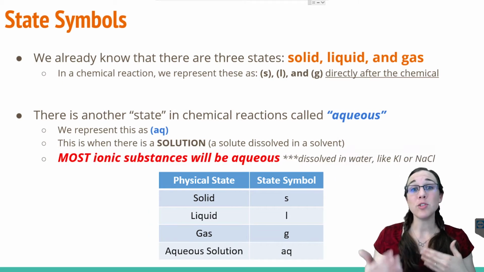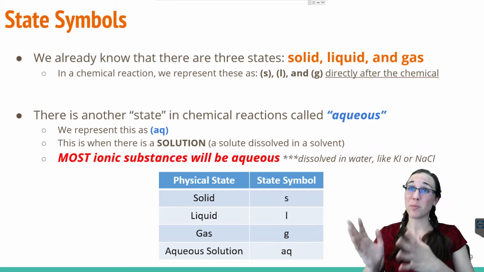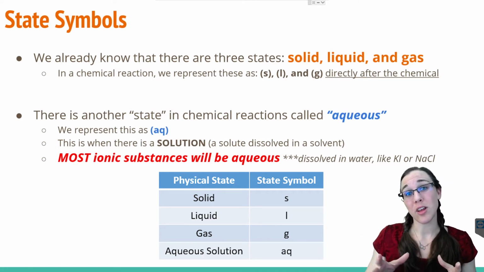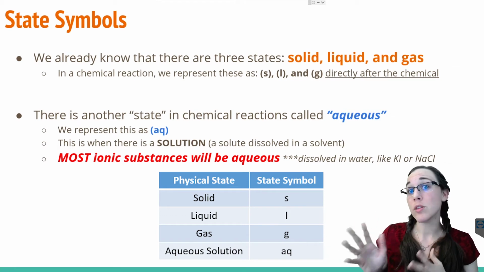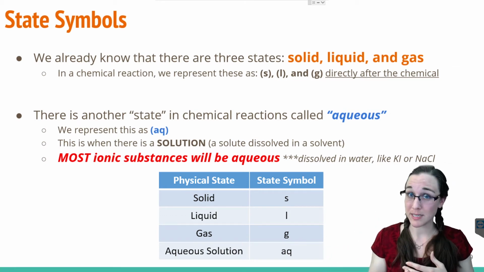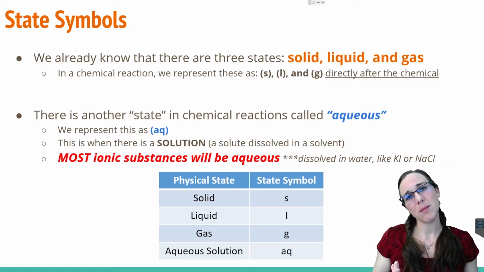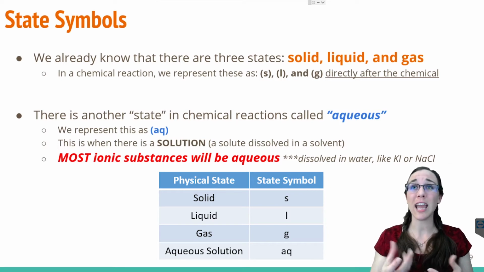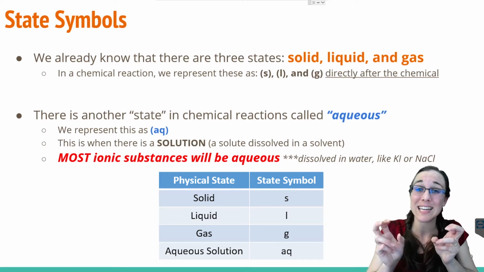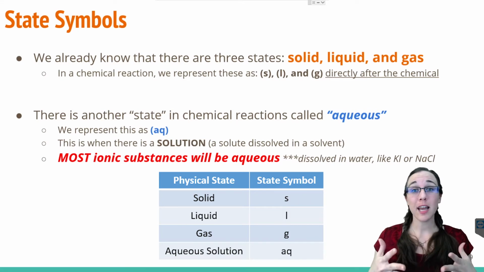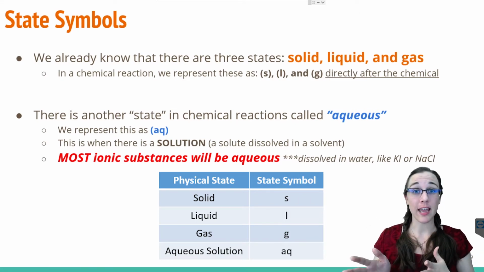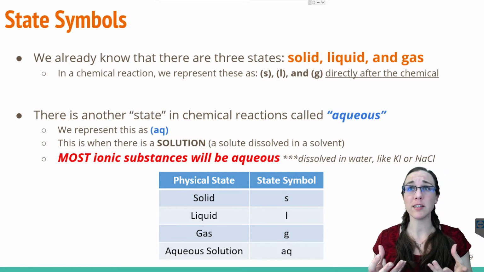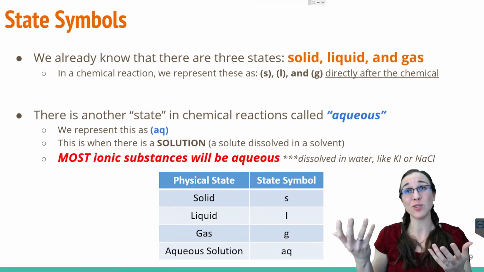So anytime you do come across an ionic substance in your products, you can pretty much bank on it being aqueous, until we get to our solubility rules much later, where we'll learn about whether something can drop out as a precipitate. For now, just think that any time you have an ionic substance present, it's most likely going to be dissolved in the solution, and you can typically predict that its state is going to be aqueous. Most ionics are soluble in solution, dissolved in water, like potassium iodide or sodium chloride.